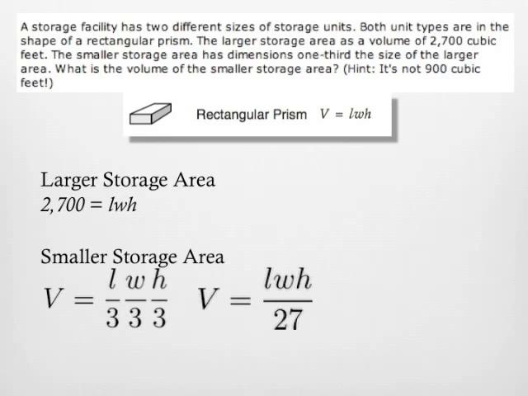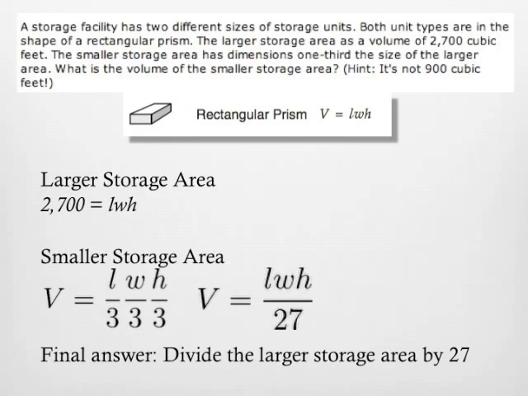The length, width, and height for my numerator is length, width, and height. My denominator is 3 times 3 times 3, or 27. This means that my new volume for the smaller storage area is going to be 1/27th of the larger storage area, the previous storage area. Because I had to multiply 3 times 3 times 3, I'll have 1/27th of the original volume.